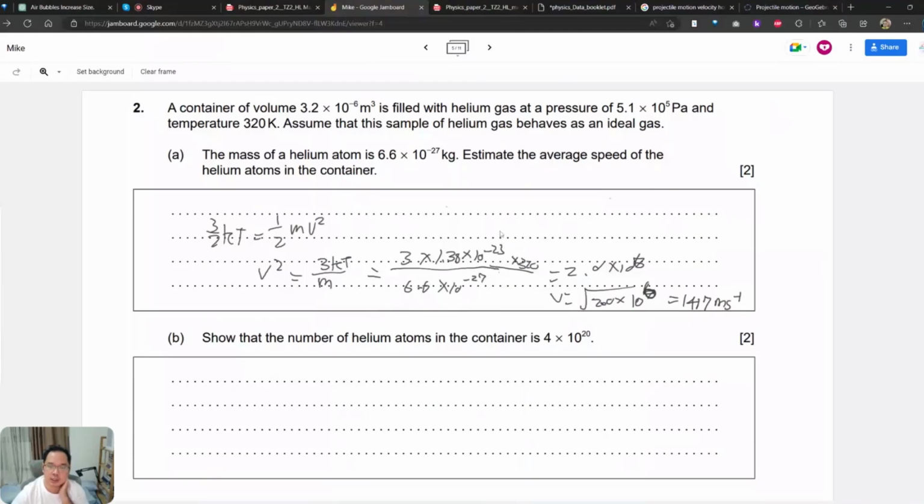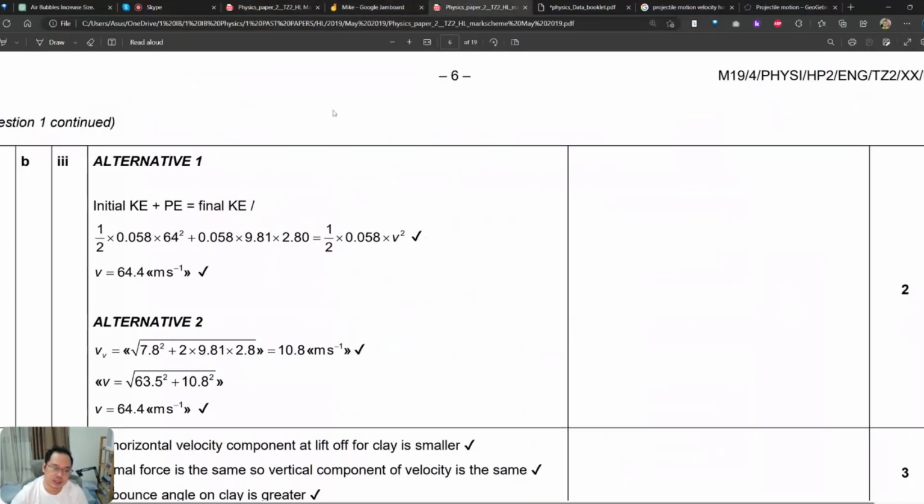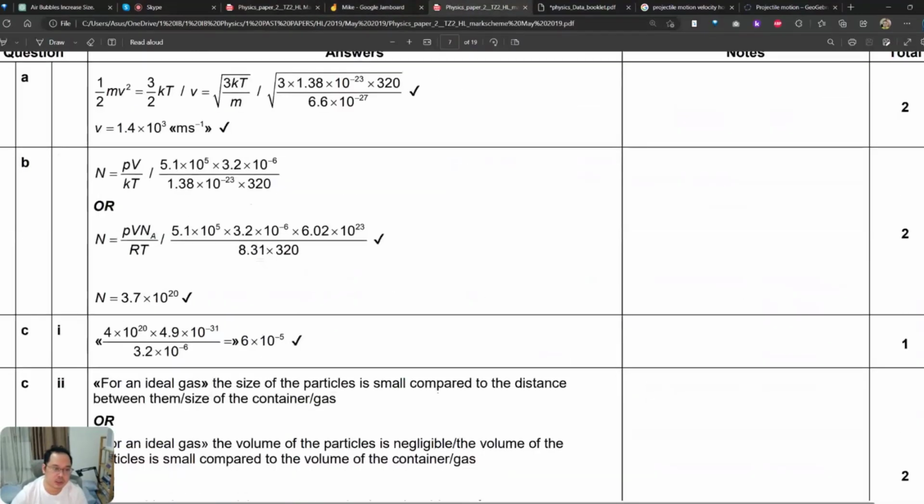It is pretty high, and it is normal because this is the normal speed of the molecules at this high temperature, 320 Kelvin. We just cannot see those molecules because they're tiny. And the density of these molecules is very low, and therefore we do not feel much effect of the hot temperature of the gas. And comparing to the mark scheme, it is correct, 1,400.